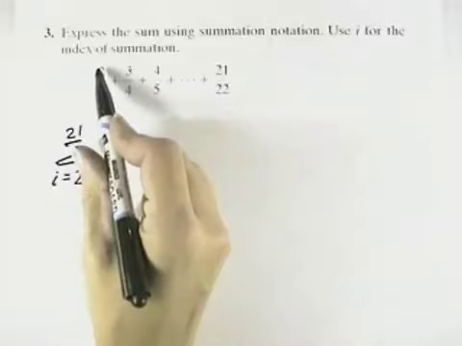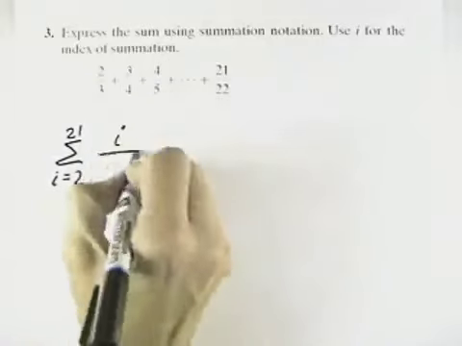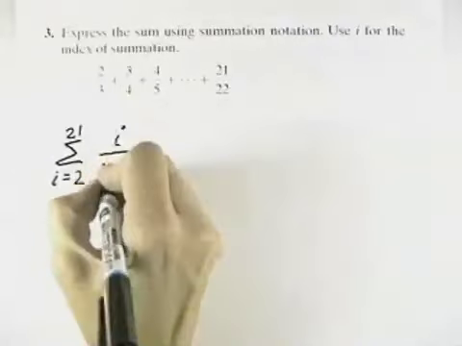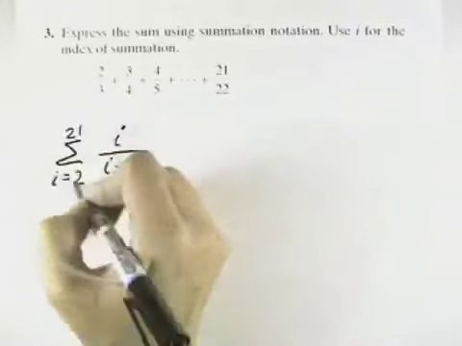Well, when the numerator is 2, the denominator is 3. When the numerator is 3, the denominator is 4. In other words, it's always 1 larger than I, so that could be I plus 1. So this would be one way to represent my sum.